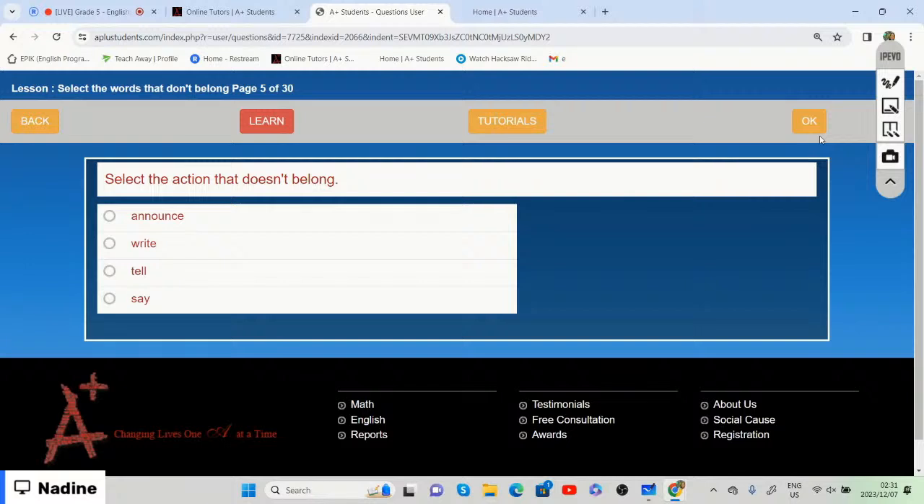All right, so if we were to select the word that does not belong over there, then yes, we will choose the second option, which is write. Because when it comes to announcing, it's like you're telling people, right? So announcing, telling, or saying is basically the same as telling someone something. But writing is totally different. So the one that doesn't belong is write.